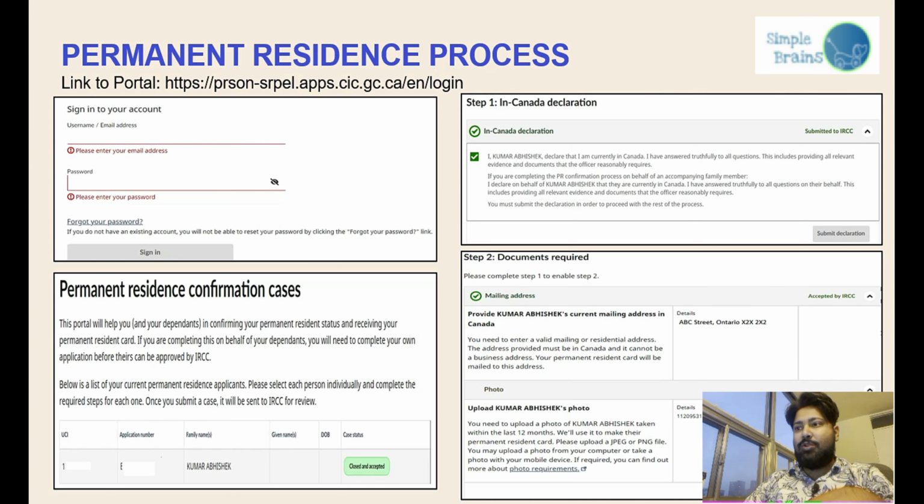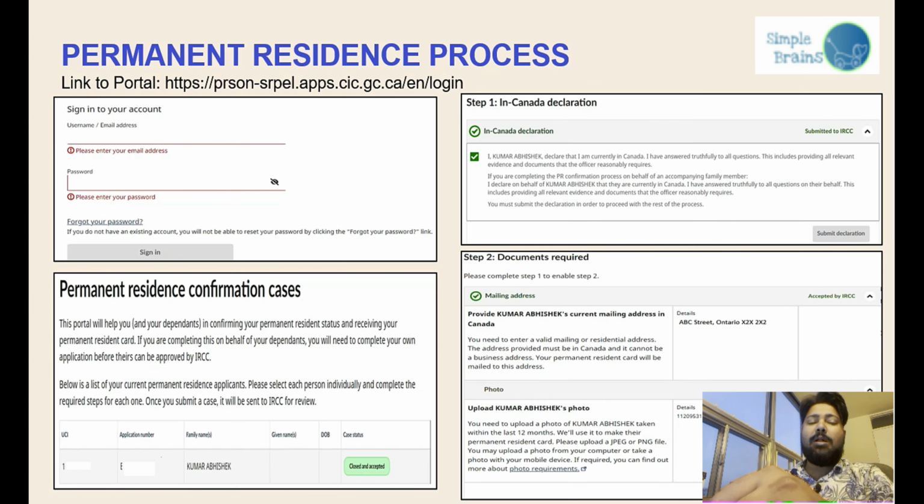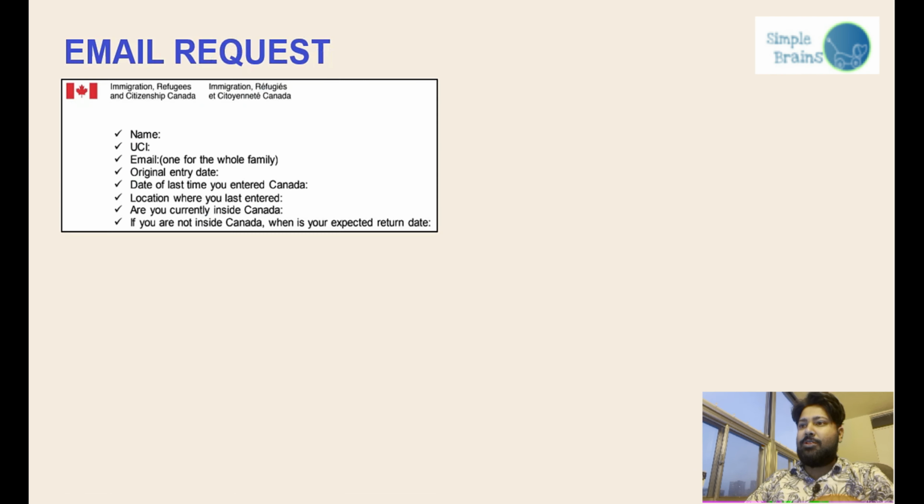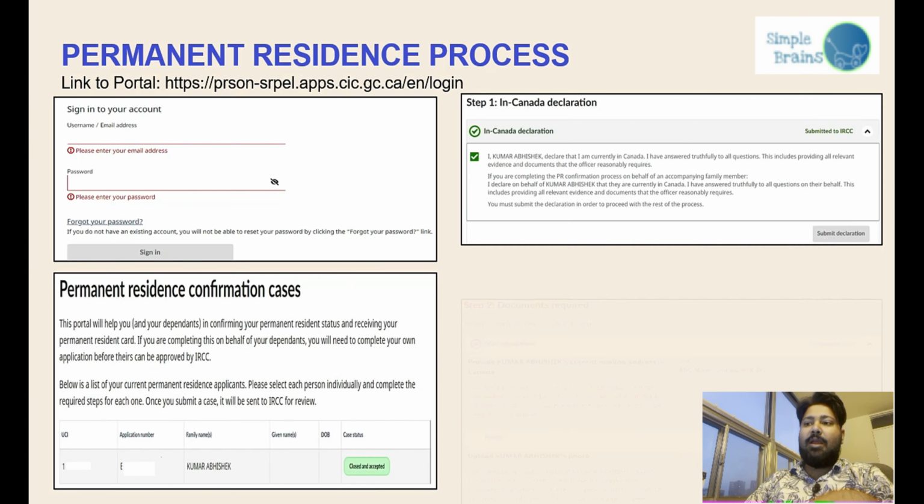So these are the two steps that you have to do inside the permanent residency portal, and then submit. You see submit documents down below. So submit declaration and submit documents. Once you do these two, you'll get an email confirmation saying we have received it and we are processing your application. Then you get an email whenever your eCOPR is ready. It might take 10 days, it might take 20 days. For me it took around 10 days. On the dates I shared with you, 23rd Feb, 24th Feb and March 1st, it was around 6 to 7 days. It might take around 10 days.